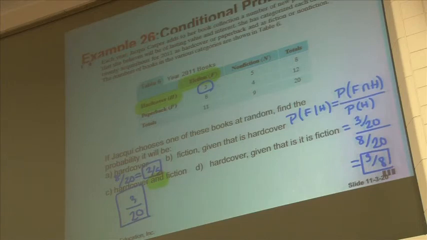Part D. Okay, again, pay attention to the wording. What's the probability of choosing a hardcover given that it is a fiction book? Okay, let's write it out mathematically. So the probability of H given F. Okay, so we're doing it in the reverse order that we did in part B. Let's write it out. So probability of H intersect F, so hardcover and fiction, divided by the probability that it is strictly fiction.